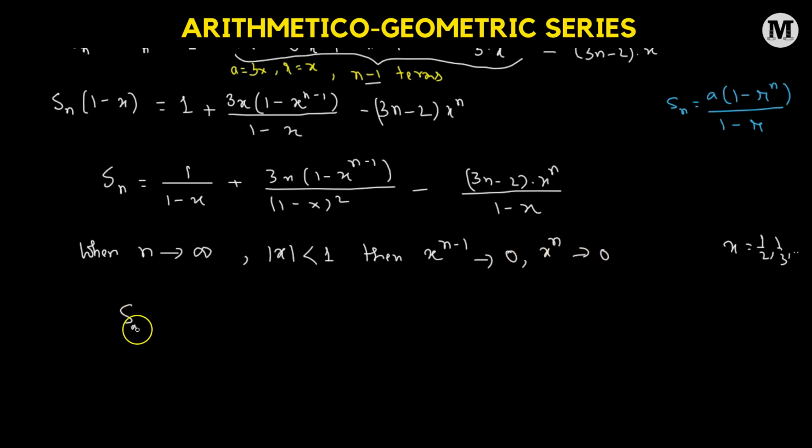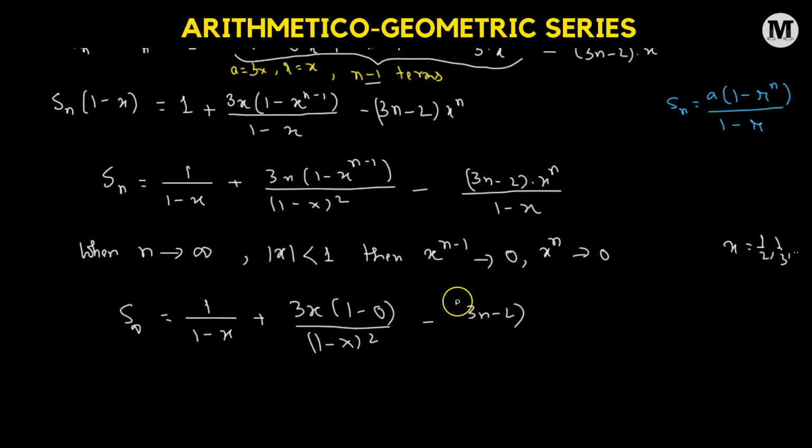Which means that now the sum to infinity for the first term is exactly going to stay as 1 over 1 minus x. Now for the second term, we have 3x multiplied to 1 minus x raised to the power of n minus 1, that's going to go to 0, divided by 1 minus x whole squared. Minus, we have 3n minus 2 multiplied to x raised to the power of n, that goes to 0, divided by 1 minus x.